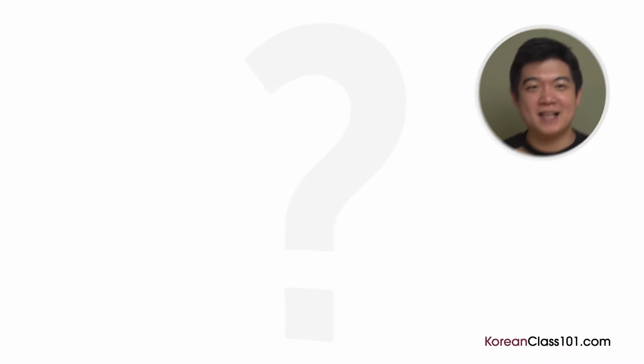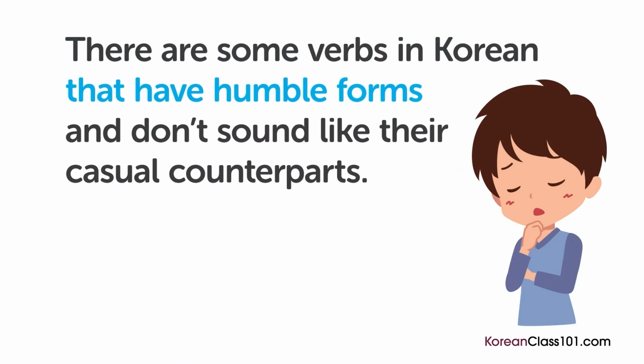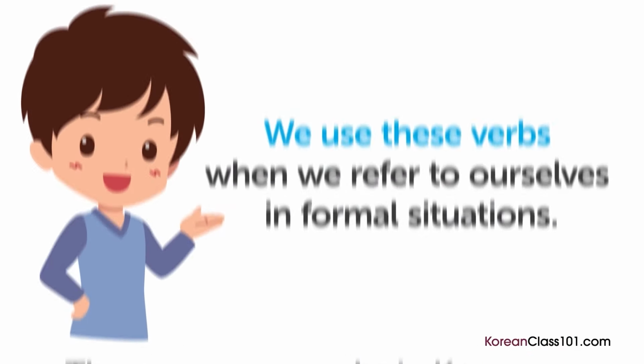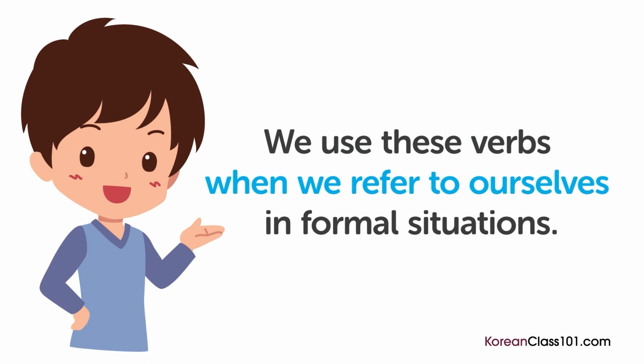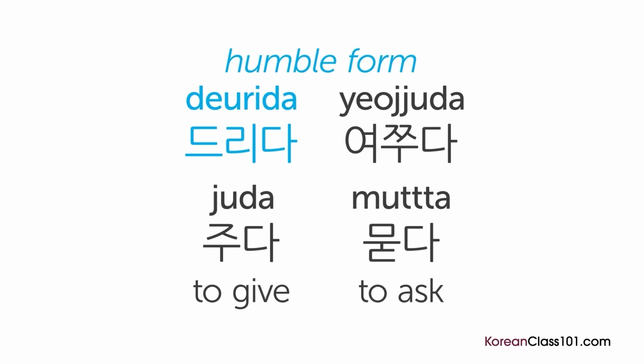The question for this lesson is, when should I use the humble form of verbs in Korean? There are some verbs in Korean that have humble forms and don't sound like their casual counterparts. We use these verbs when we refer to ourselves in formal situations. Two examples are 들이다 and 여쭈다. These two verbs are used instead of 주다 and 묻다 for to give and to ask respectively.